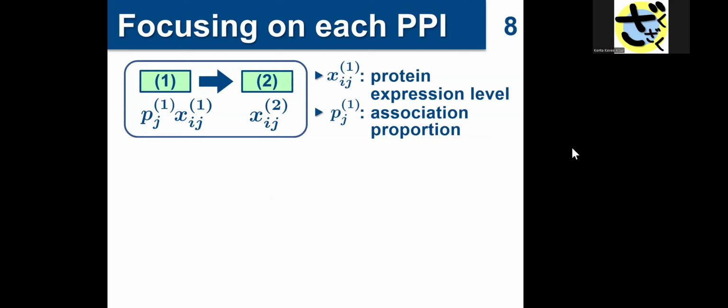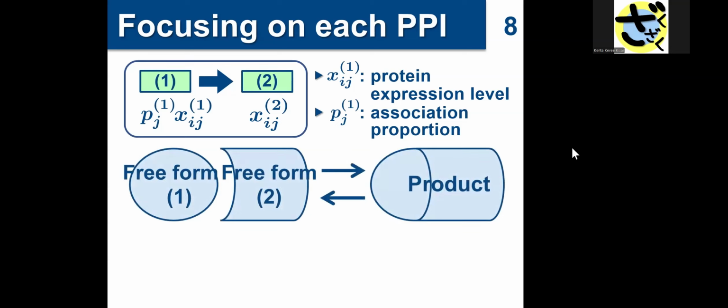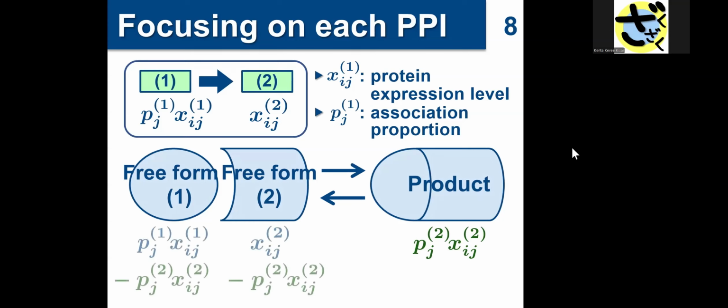Note that X_ij1 and X_ij2 represent the protein expression levels of individual i in group j, and P_j1 represents the association proportion of group j. The interaction is characterized by the free forms and the associated product, and they repeatedly undergo association and dissociation. We also assume that the product levels can be explained by the expression level of P_j2 times X_ij2, and the free forms of protein 1 and 2 can be explained by the involved expression level minus P_j2 times X_ij2, respectively.